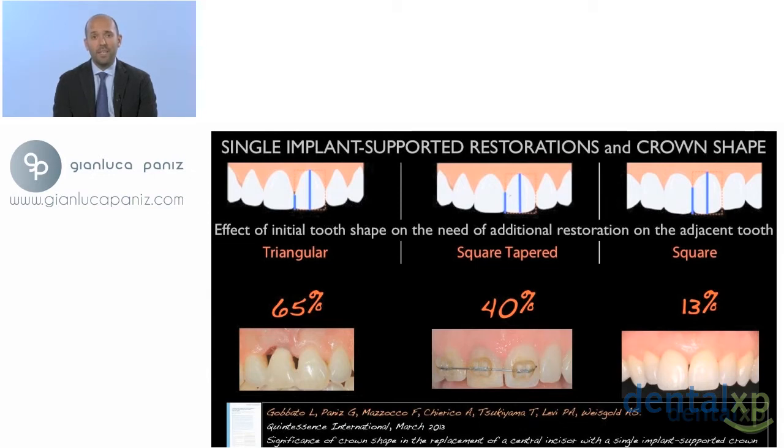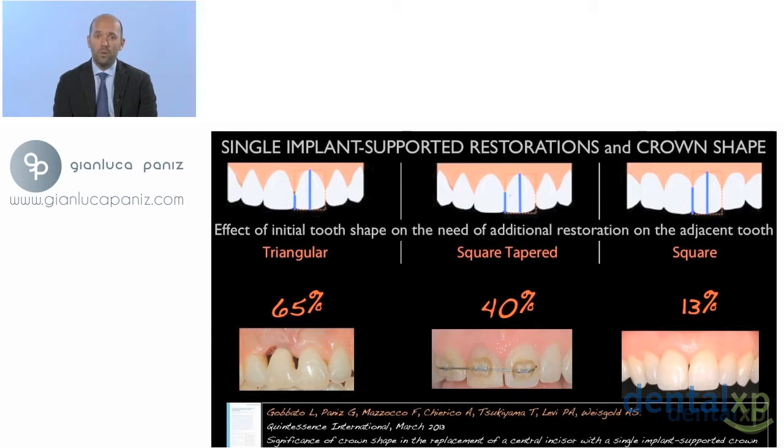In fact, in these cases, most of the time we can achieve a good aesthetic result in terms of symmetry, presence of papilla, and final aesthetic outcome by treating only the central incisor. In about 10% of the cases, we needed to work also on the adjacent tooth in order to achieve a good result.